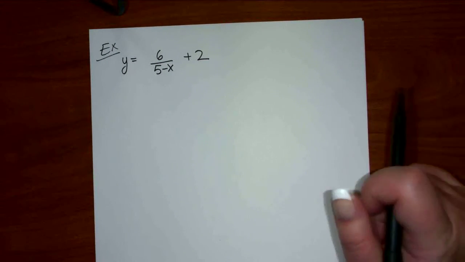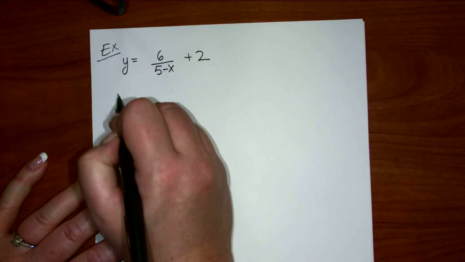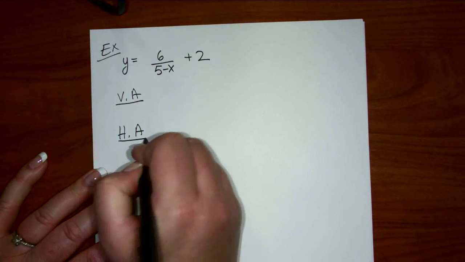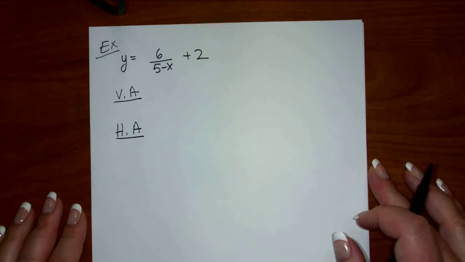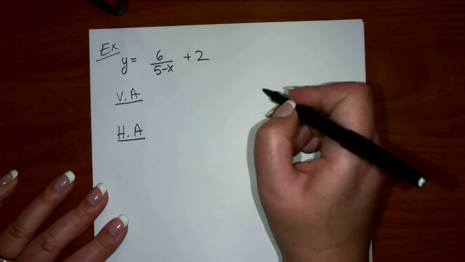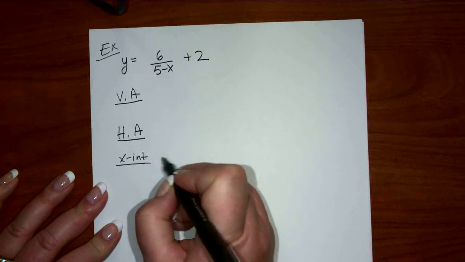What do we do first? Vertical. See if you can write it down. And the horizontal. Those two. Write them down. That should just be really quick. X-intercept. Let y equal 0.